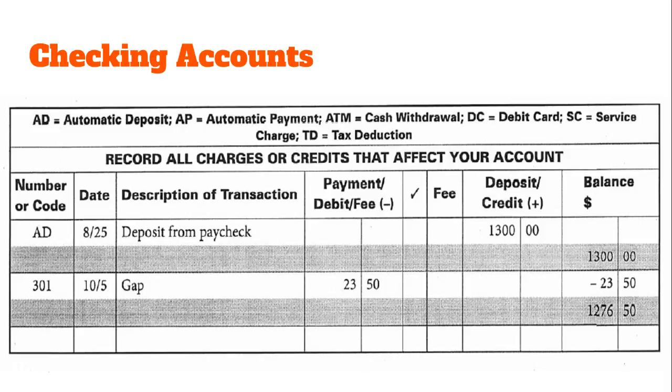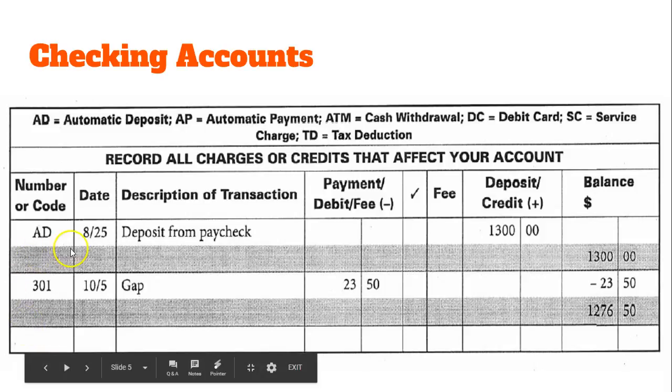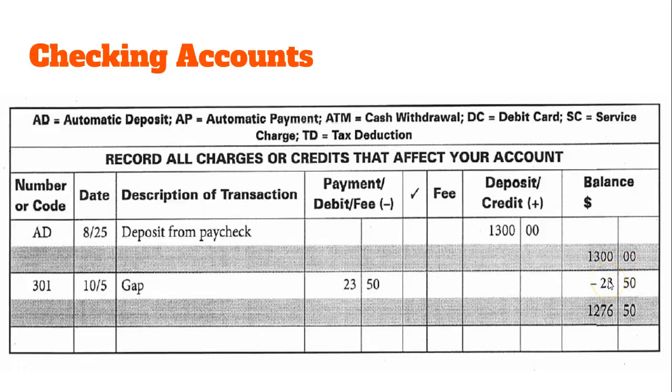Now, a check register looks almost exactly like a savings register, except there are a few different things. First of all, there is a number here that you're going to put in. So for instance, right here, we have our check number of 301. The date that the check was written, so here they have October 5th. Description of the transaction, so this person wrote a check at the Gap. The amount of the check right here, and then over here you keep your running balance.